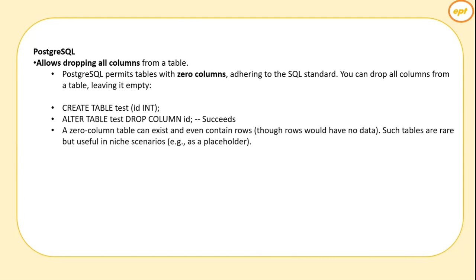So you can drop all columns from the table, leaving it empty. That is what they are saying. There is a table called test table with one column, which is ID, and then ALTER TABLE DROP COLUMN ID. So they are saying that you are trying to drop that particular column. One table called test is having only one column, which is ID, and now you are dropping that ID column.